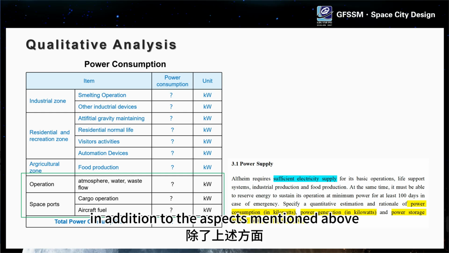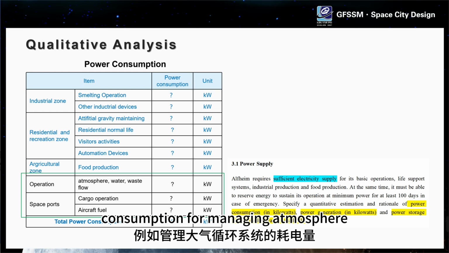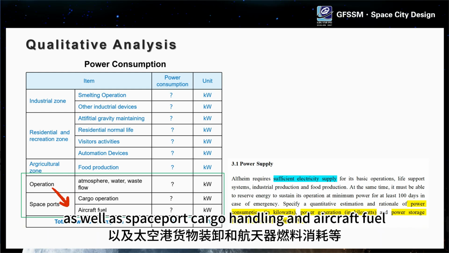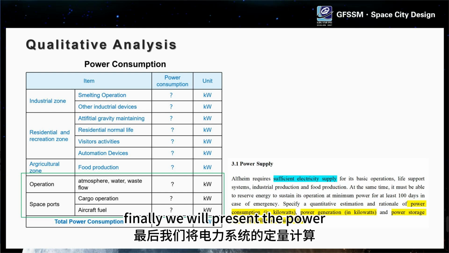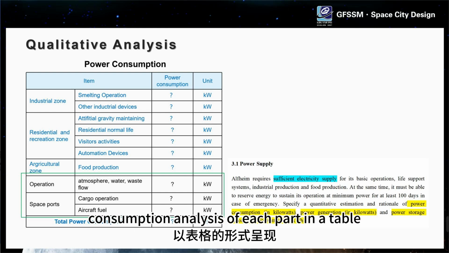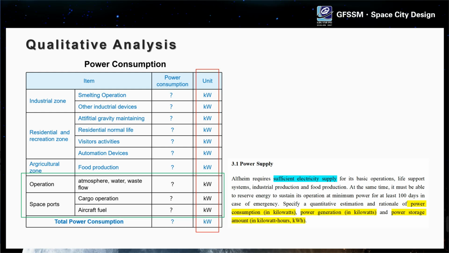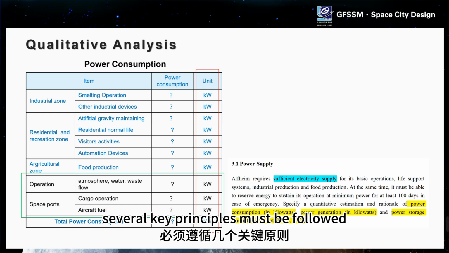In addition to the aspects mentioned above, we also need to consider power consumption for managing atmosphere, water, and waste streams, as well as spaceport cargo handling and aircraft fuel. We can use similar estimation methods for these as well. Finally, we will present the power consumption analysis of each part in a table, making sure the units are consistent in kilowatts.